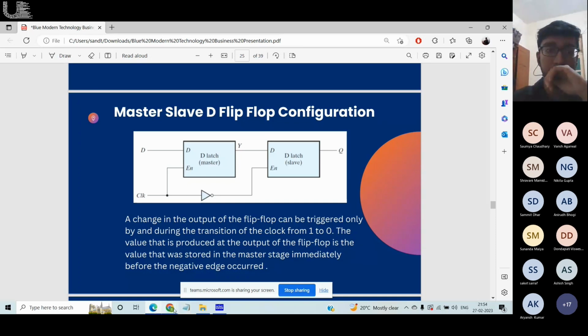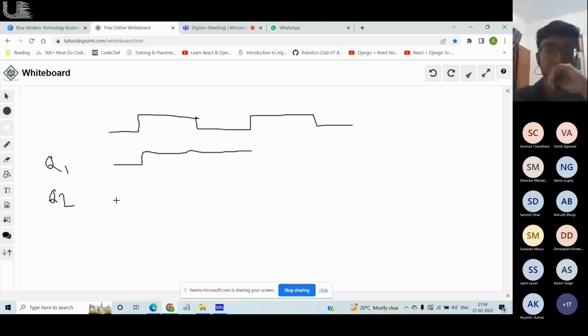So Q2 becomes high when the clock is low, because the output of the master reaches the slave latch as its D. At that time, the clock for that slave latch is high because I'm feeding the inverse of the clock. So Q2 becomes high there. What do you get here? You notice that when the clock's negative edge happens, at that moment my output becomes 1.